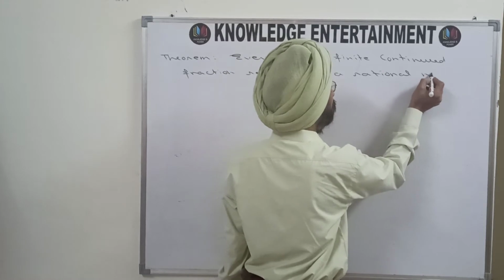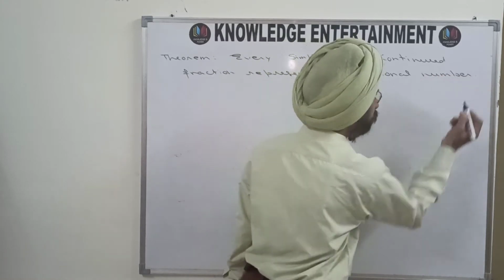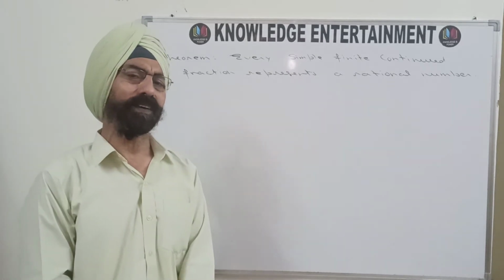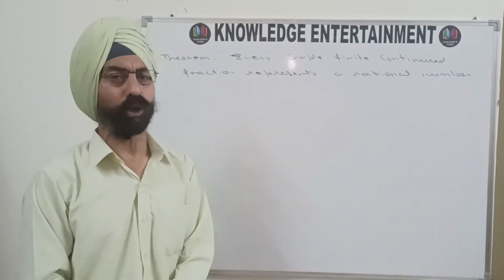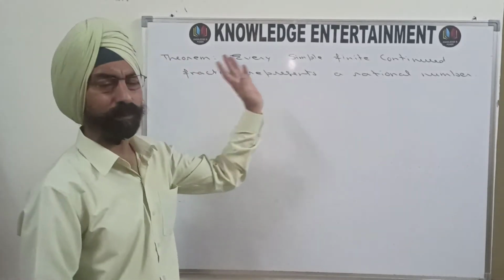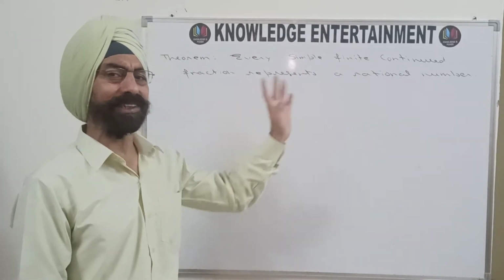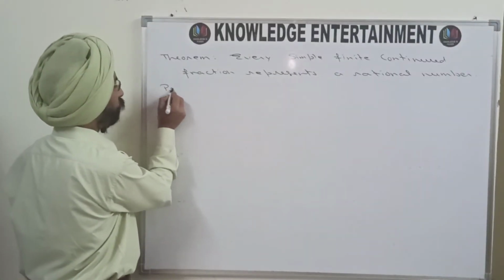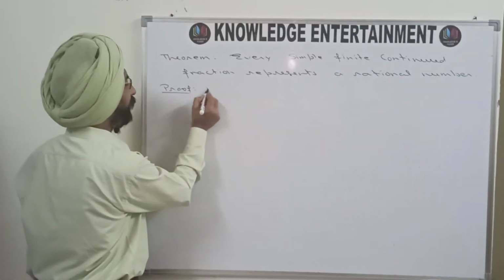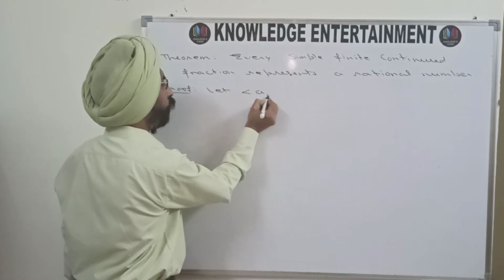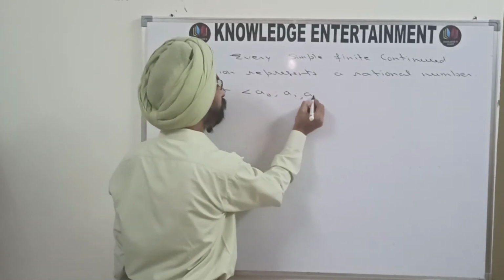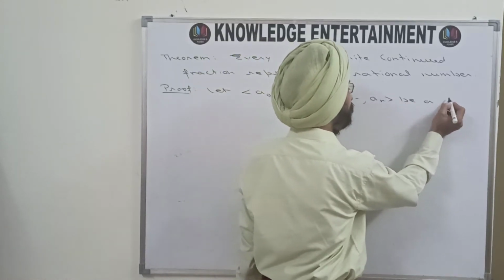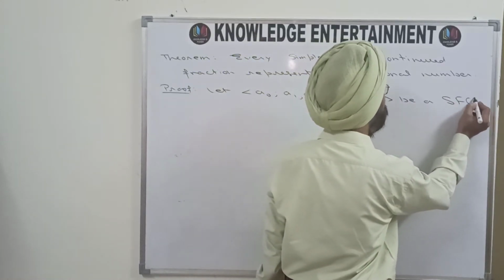rational number. In the previous video we have proved that every rational number can be presented as a simple finite continued fraction. Now we are going on the reverse process. We are going to prove that every simple finite continued fraction represents a rational number. And the proof is once again very easy. Let a0, a1, a2, up to an be a simple finite continued fraction.